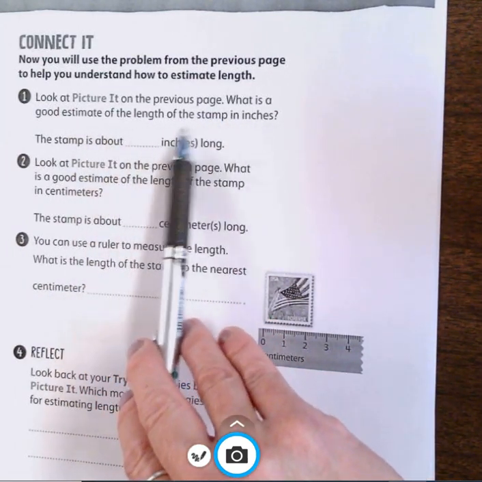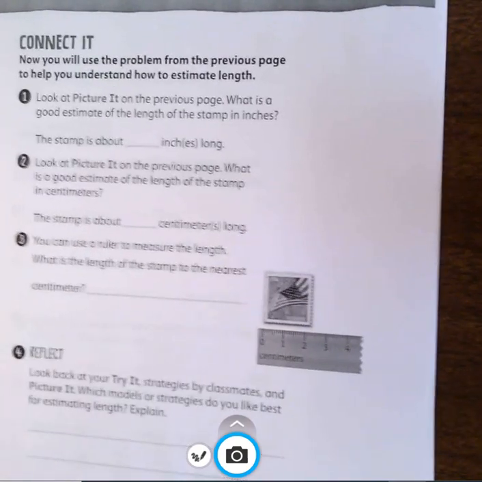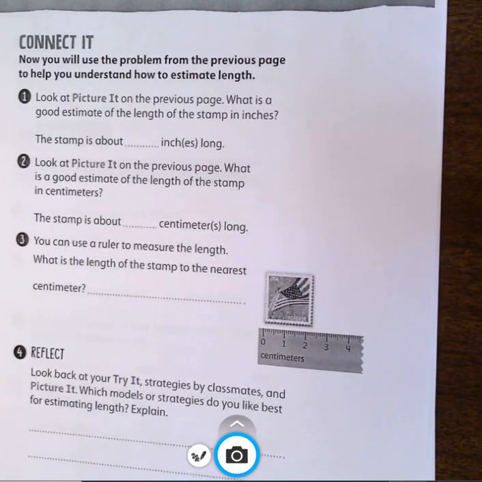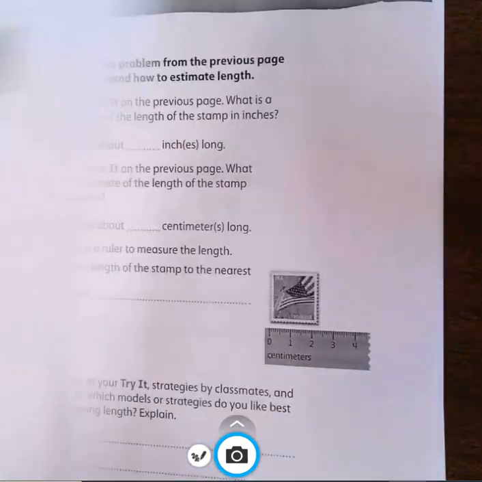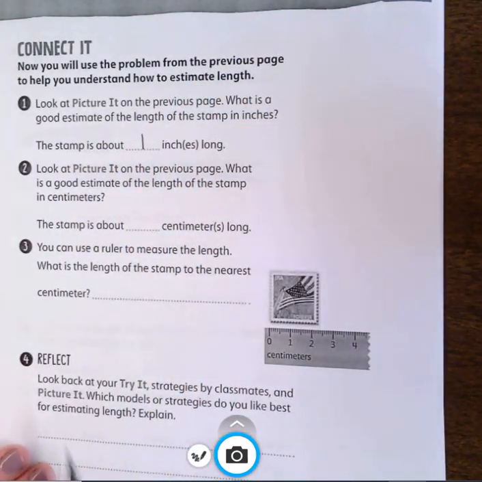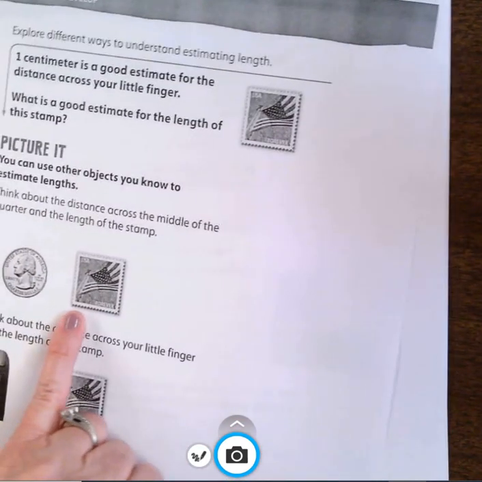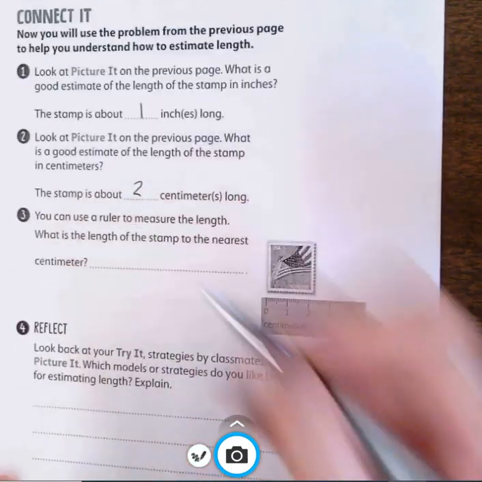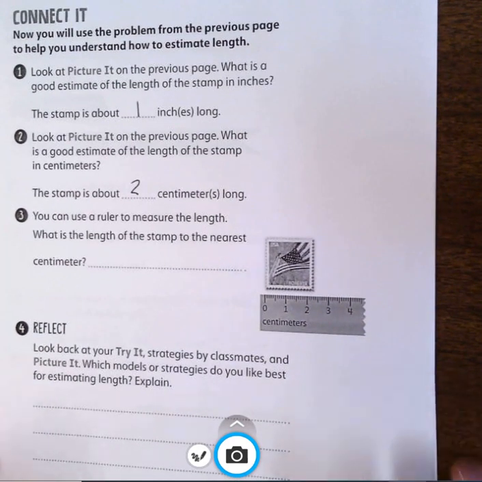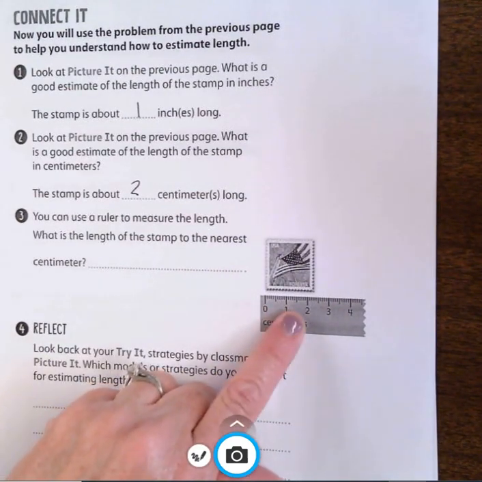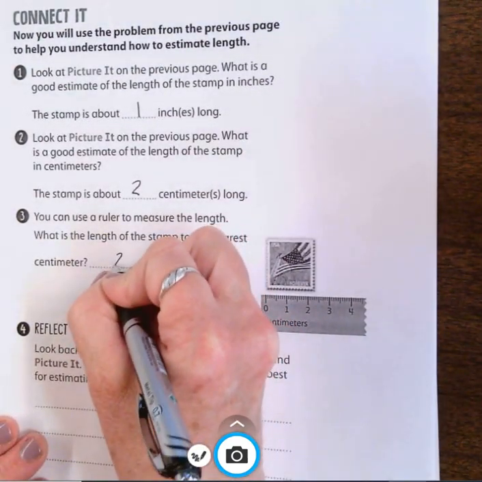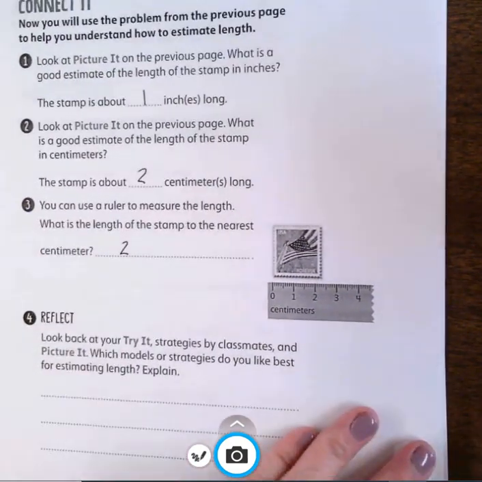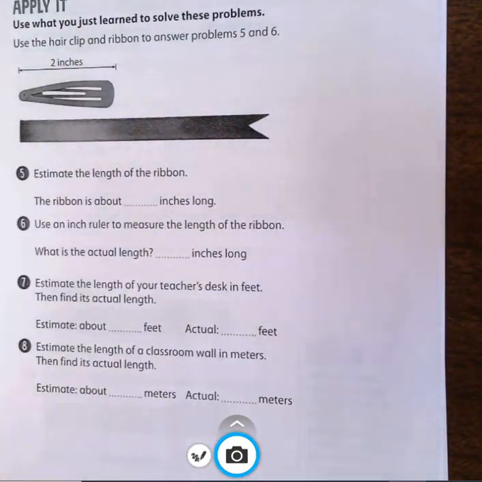What is a good estimate of the length of the stamp in inches? We notice that it's really close to the quarter, so we're going to say 1 inch. But how many centimeters long did we think it was? 2. You can use a ruler to measure the length. What is the length of the stamp to the nearest centimeter? 2. So were we pretty close? Yeah. Okay.